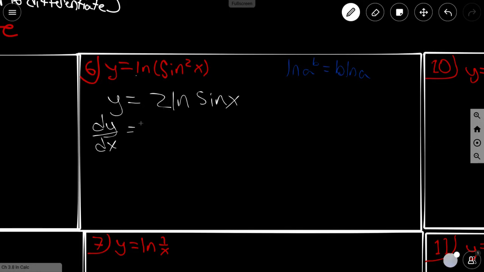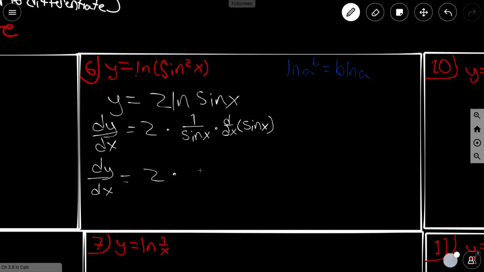So then this 2 is going to stay there times ln, so it's going to be 1 over sine times the derivative of sine, which is cosine. So it's going to give us 2 times cosine over sine x, and that's going to give us 2 cotangent x.